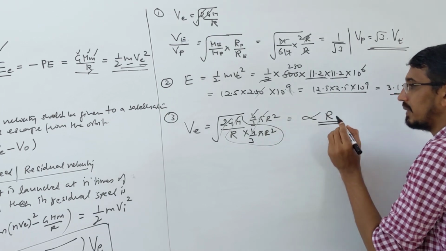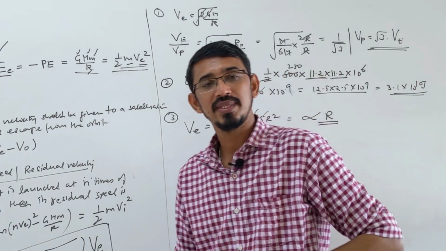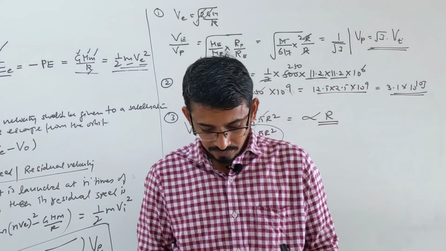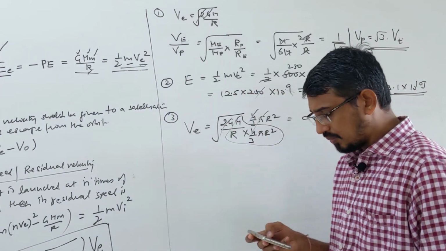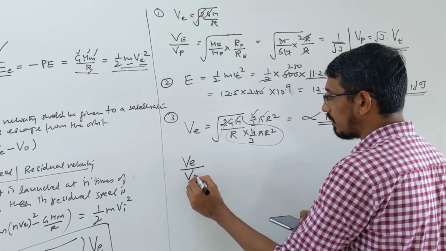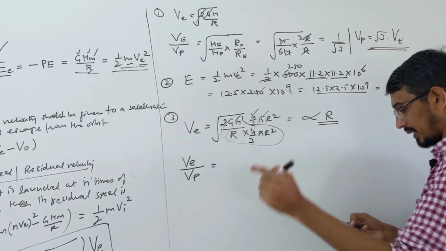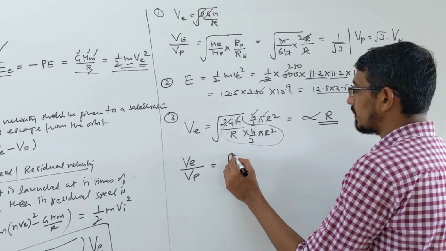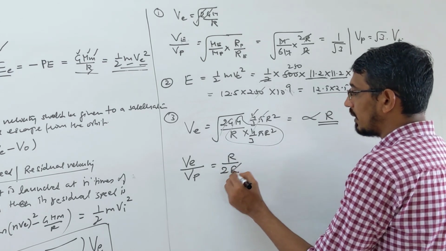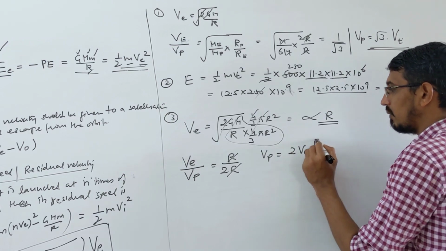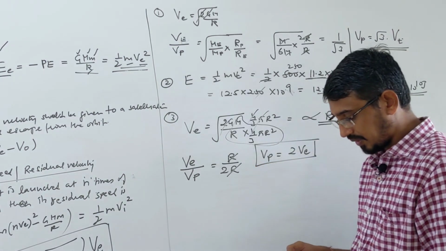Simply r itself, right? When densities are the same, two planets having equal density, what's the ratio of their escape velocity? So it depends on radius. Escape velocity of earth we are calling VE, escape velocity of that planet we are calling VP, directly depends on radius. So they said another planet having twice the radius of earth, so radius of earth we call r, then that planet has 2r. So VP will be simply 2 times VE, the escape velocity of the earth, correct?